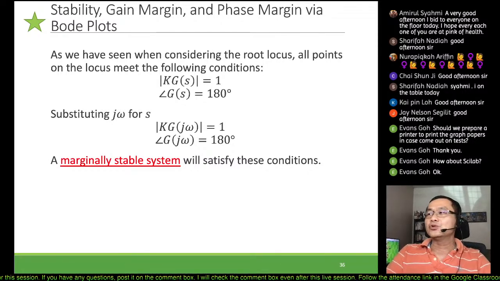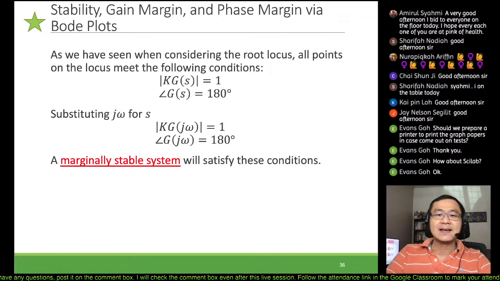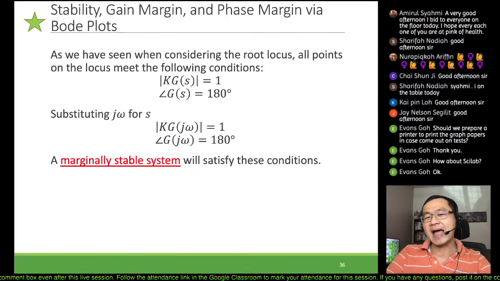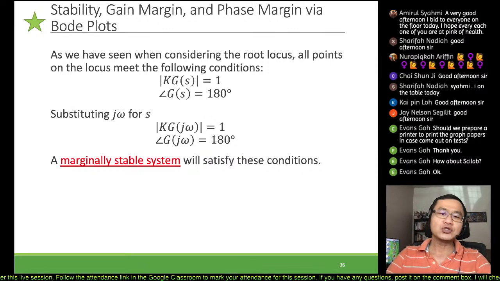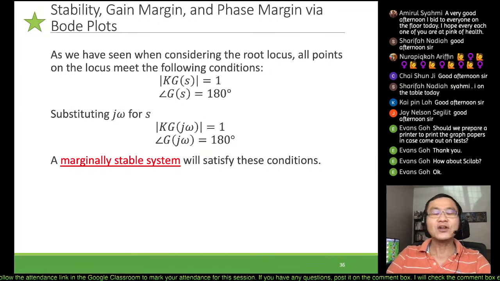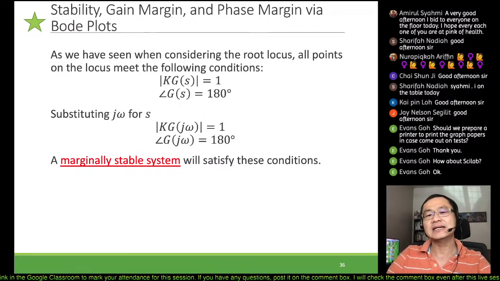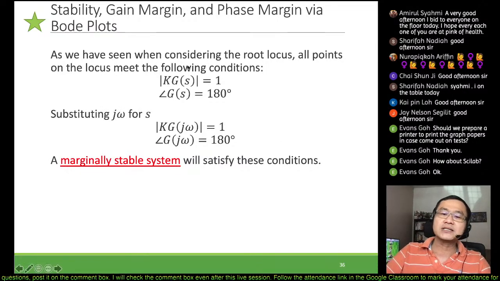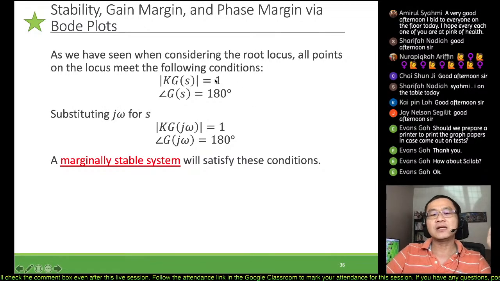Now come to stability, gain, and phase margin using the Bode plot. Now we'll start to grab the ideas on how we would use it for design, to select the k value, the gain value. So we will start with this particular idea. As we have seen previously, we know that the root locus has this particular condition where the magnitude must be equal to 1, the phase angle, right?